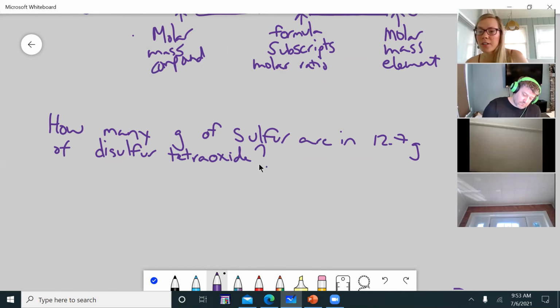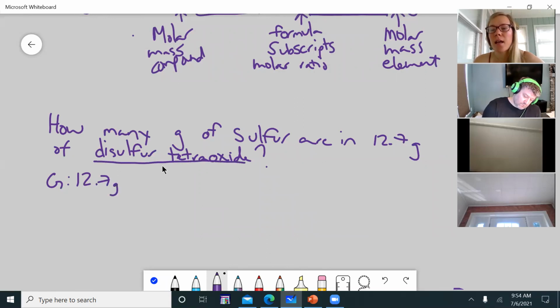Do a little nomenclature in there as well. So I'm given that I have 12.7 grams of this thing, disulfur tetraoxide. It isn't useful when it's in its word form, right? I need to know what the subscripts are to do any sort of converting. So let's write its formula.